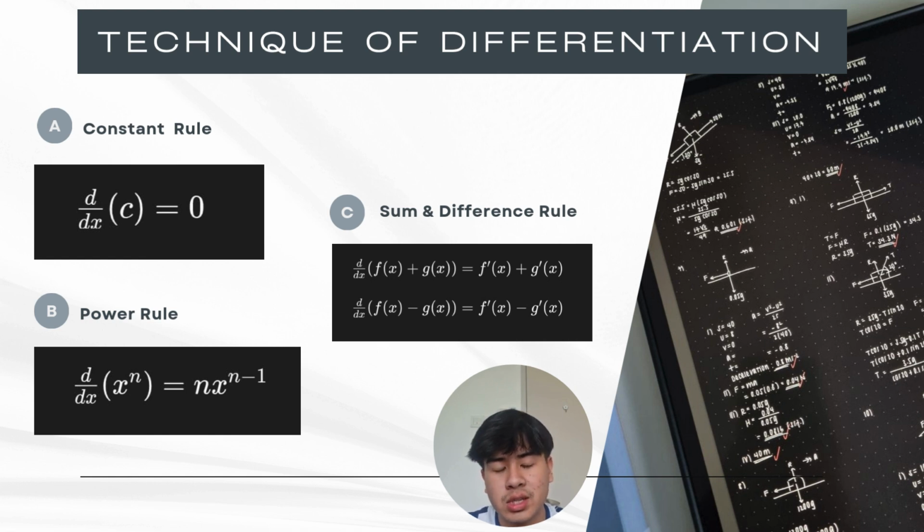For the third rule, which is the sum and difference rule, the sum rule is d over dx of f(x) plus g(x) is equal to f'(x) plus g'(x). And for the difference rule, d over dx of f(x) minus g(x) is equal to f'(x) minus g'(x).